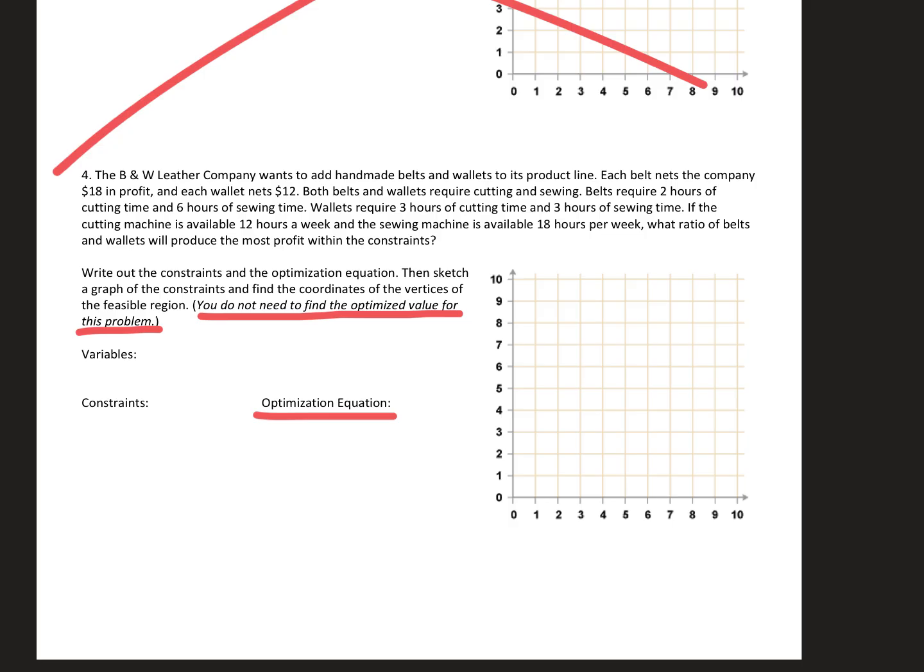It's about profit. So put P equals. We're optimizing profit, and we sell belts and wallets. Each belt gets them 18 in profit, and each wallet is 12 in profit. Let's do the profit equation first this time. I just underlined it for you. Each belt nets the company 18 in profit.